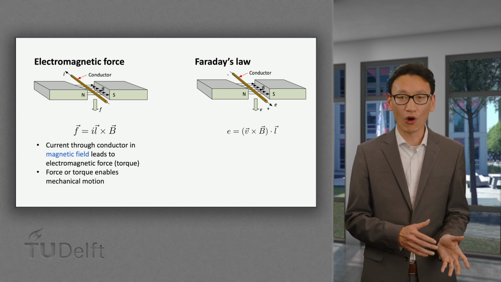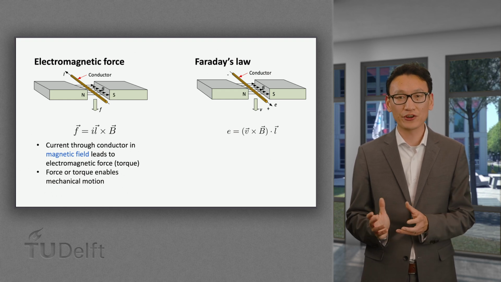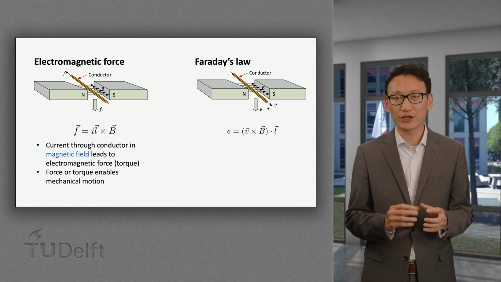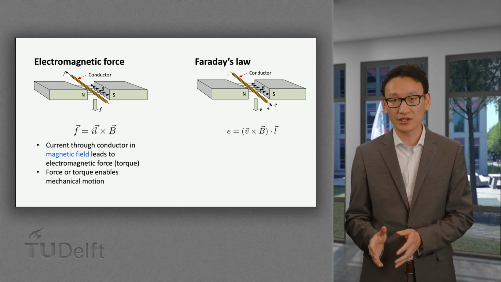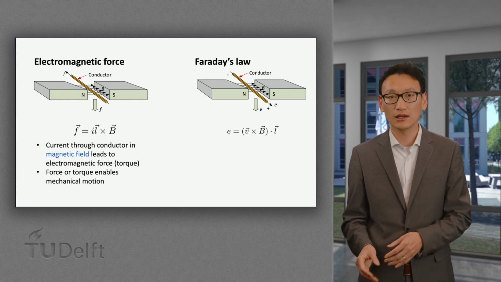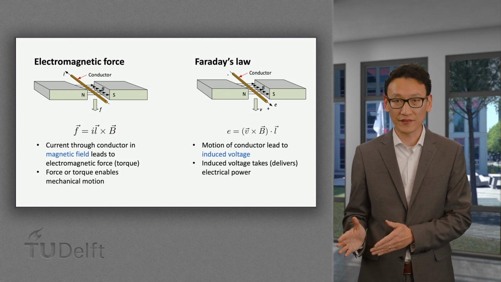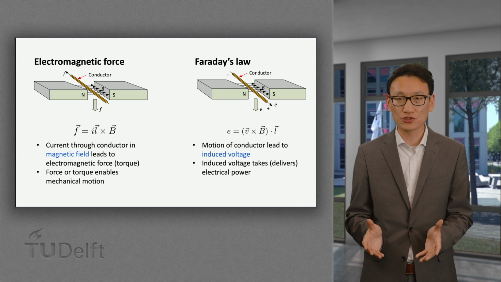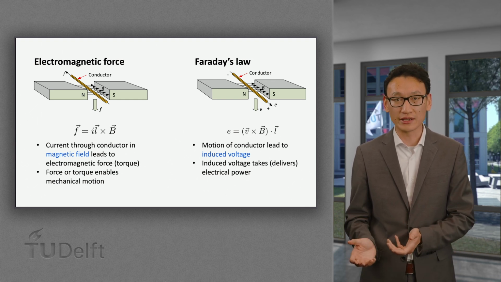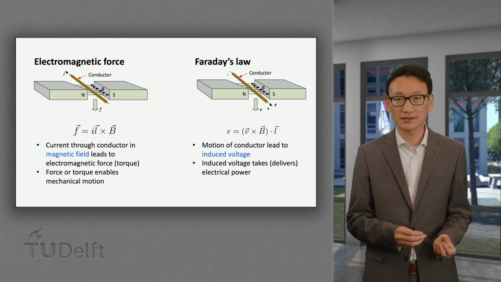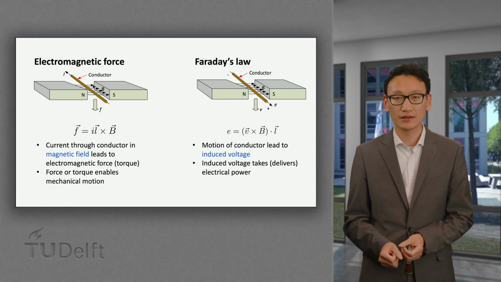The other important law is the Faraday's law. When the conductor is moving inside the magnetic field B, the relative motion between the conductor and the magnetic field will induce an induced voltage inside the conductor. The induced voltage, together with the current flowing through the conductor, will create or consume electric power, depending on whether it is motoring or generating. These two laws tell us how mechanical motion and electrical power are related.